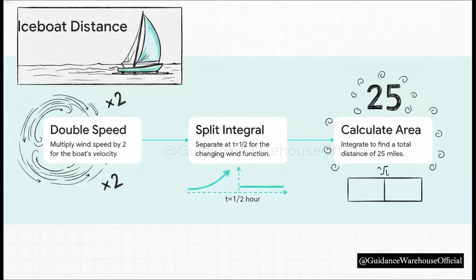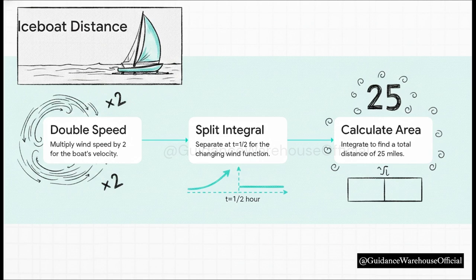For the first half hour, the wind is picking up, governed by the function 20t plus 5. But for the second half hour, the wind is completely steady at 15 miles per hour. How far does he actually travel? Well, step 1. Since we're calculating his distance, we have to double those wind speed functions, because remember, his boat goes twice as fast as the wind.